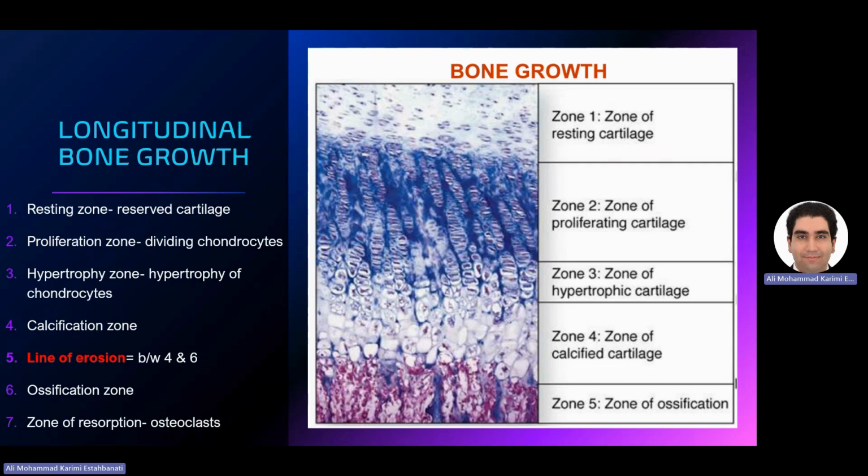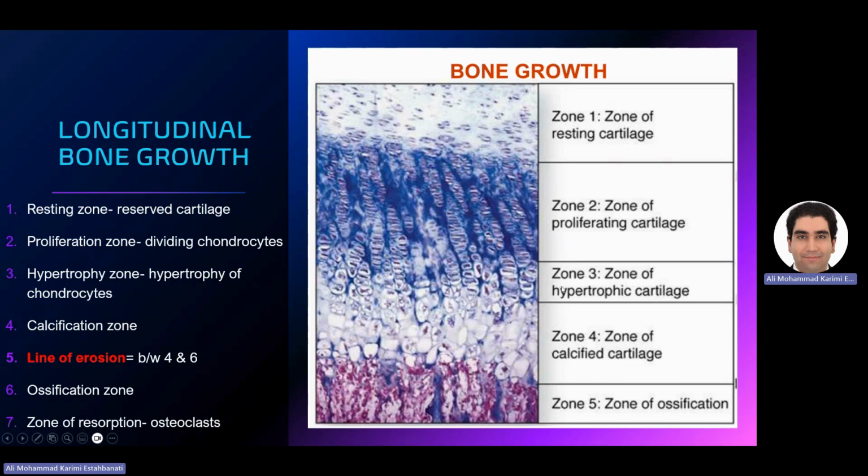Now, the steps you need to know. These are the 7 steps that I think Professor Adriana wants, and these are too detailed. The main ones you need to know are these five, and I explained the difference between the two. The five that you need to know are the resting zone, which is here, so it is still hyaline cartilage. Then the proliferating zone, where the hyaline cartilage cells are proliferating, so more hyaline cartilage is being produced.